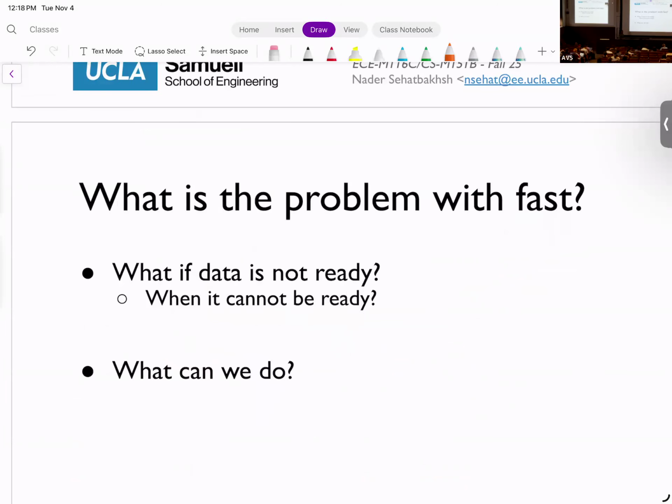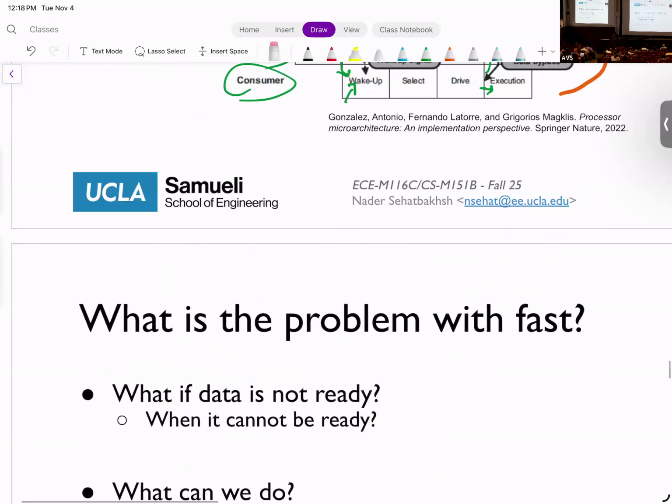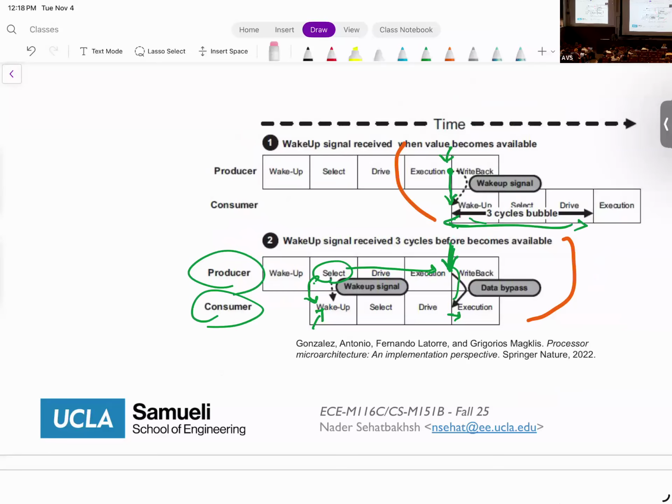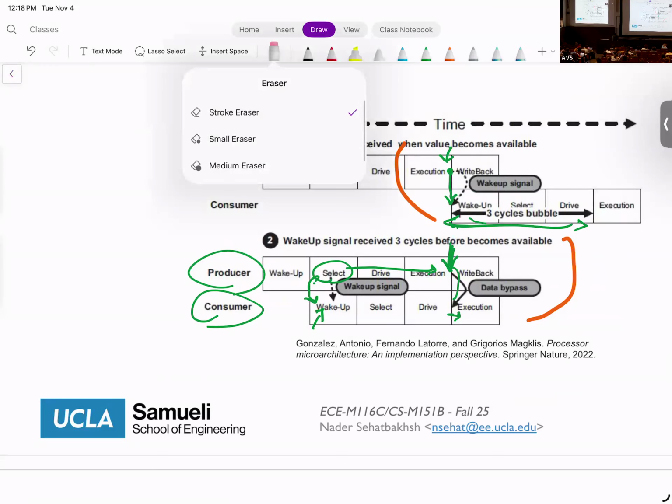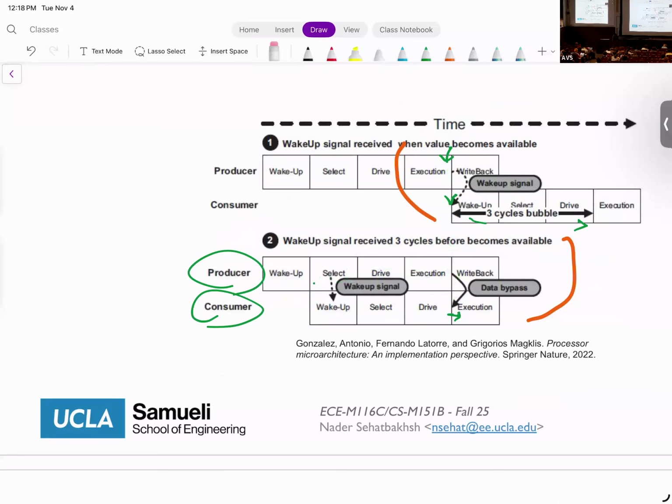Another problem with being fast is, so I show you here that the top one is straightforward and it works all the time, because you only wake things up when you have the data, the instruction completed. So great. This one though has a problem, a big problem. And that problem is that you assume that you for sure have the data ready, right? So you for sure have the execution ready. But what if that data is not ready? And why is it not ready?